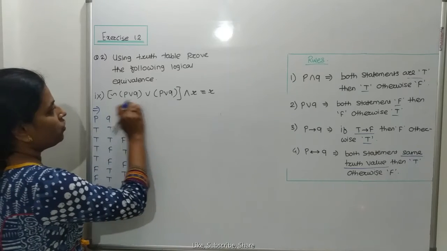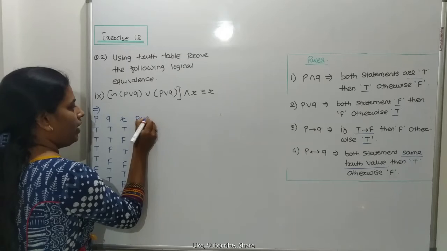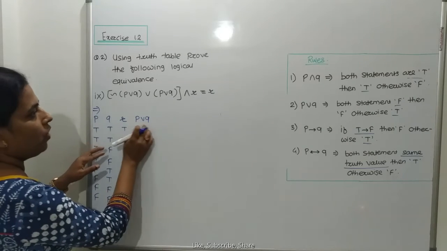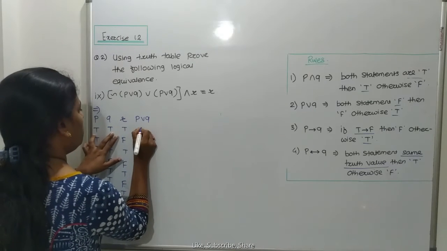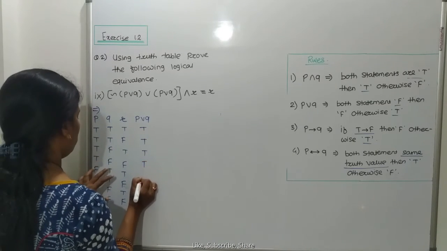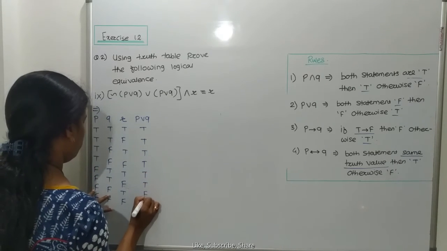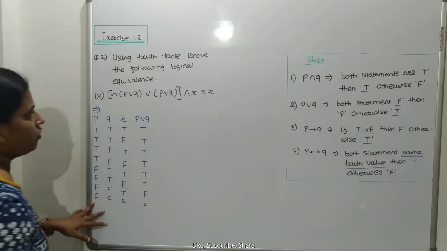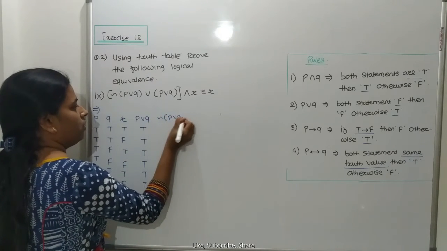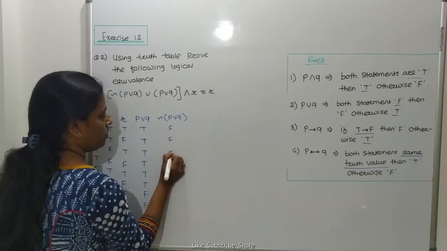Now for solving this one, first of all solve P or Q. What we have to solve is P or Q. So true, true, false, true, true, false, and false. Now we have to calculate not of this. That means true is converted into false. This one is false.